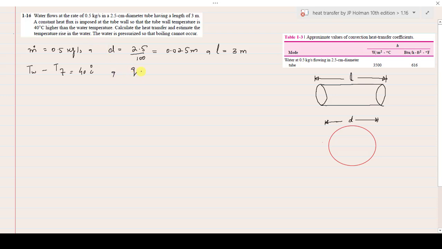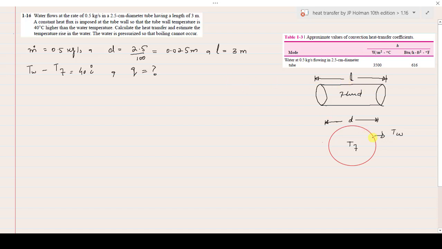So we need to find the heat transfer that takes place from this tube wall to this fluid, that is water. So this is the diameter of this tube. The temperature of this wall is TW, and the temperature of the inside fluid is TF, and its difference is 40 centigrade. Okay, so the diameter is D and the length of the tube is L.